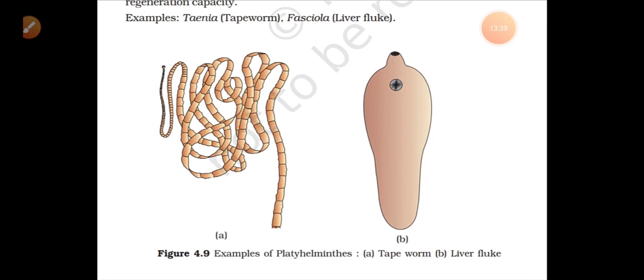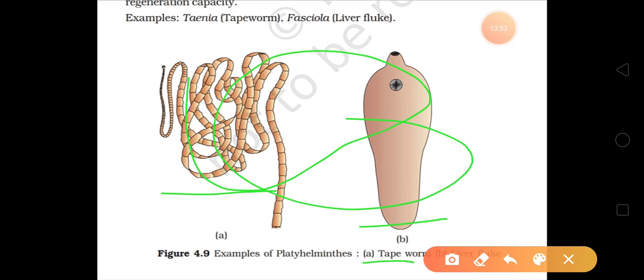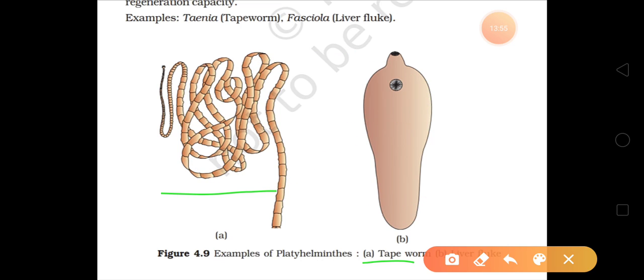Now I am showing you one picture, of a tapeworm and a liver fluke. This is the tapeworm and this is the liver fluke. The flat-like structure is found there. So children, this is about Platyhelminthes and Ctenophora that we have discussed in this video. I hope all the points are clear.